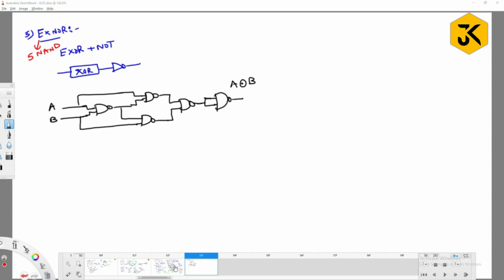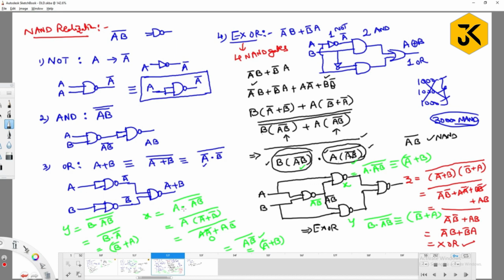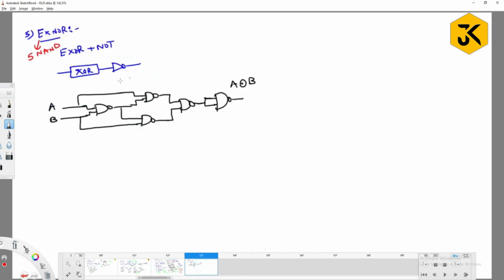Okay, fine. Guys, if you observe here, I have constructed NOT gate with NAND, AND gate with NAND, OR gate with NAND, XOR with NAND, and XNOR also with NAND gate only. That's the reason I call this NAND gate a universal gate, one of the universal gates. Meaning that with the help of this gate, I can construct any kind of basic gate. That's why we call it a universal gate.